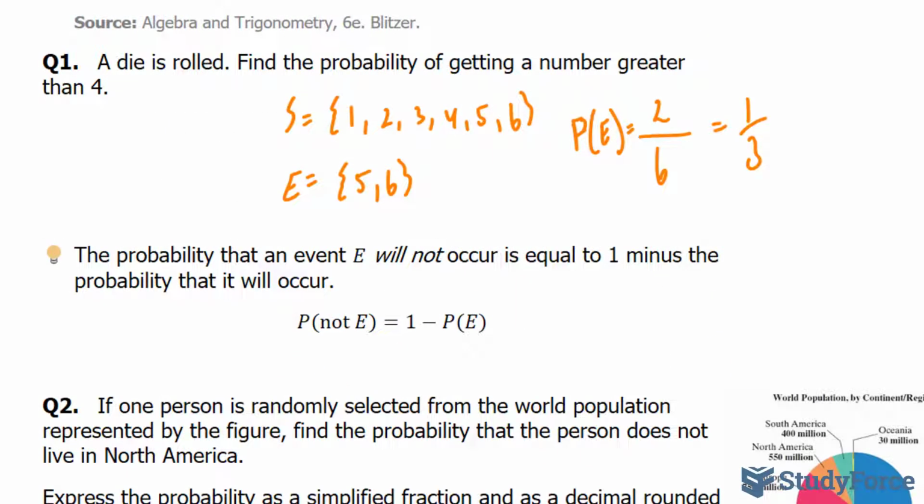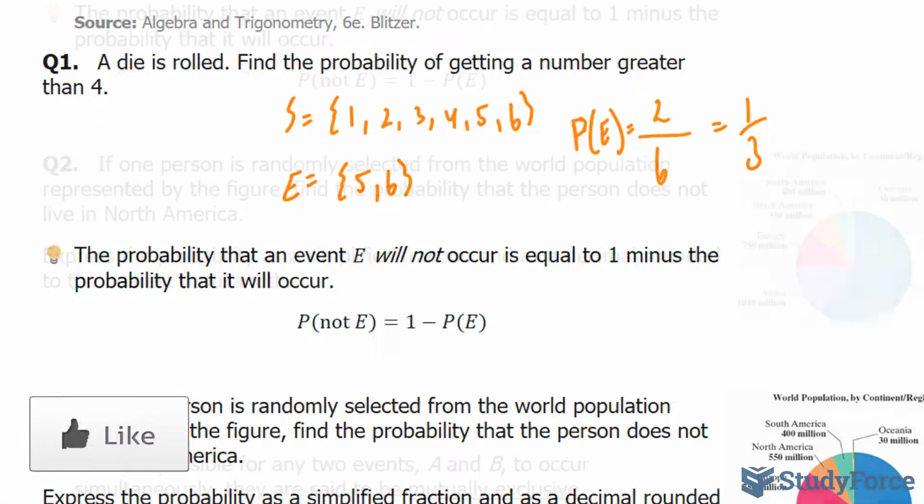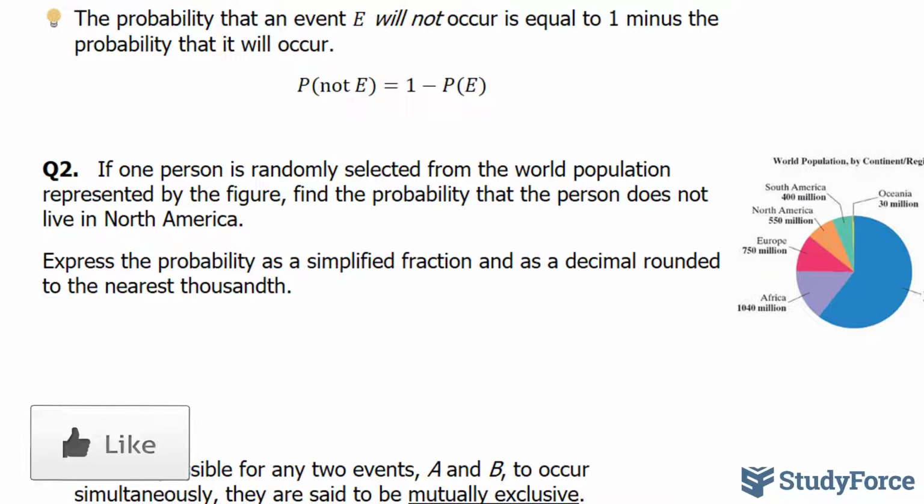Now, what if we wanted to know the probability that E will not occur? In this case, what we will do is subtract the probability of E from 1, and that's represented right here. With that being said, question 2 reads, if one person is randomly selected from the world population represented by the figure, find the probability that the person does not live in North America. Express the probability as a simplified fraction and as a decimal rounded to the nearest thousandths.